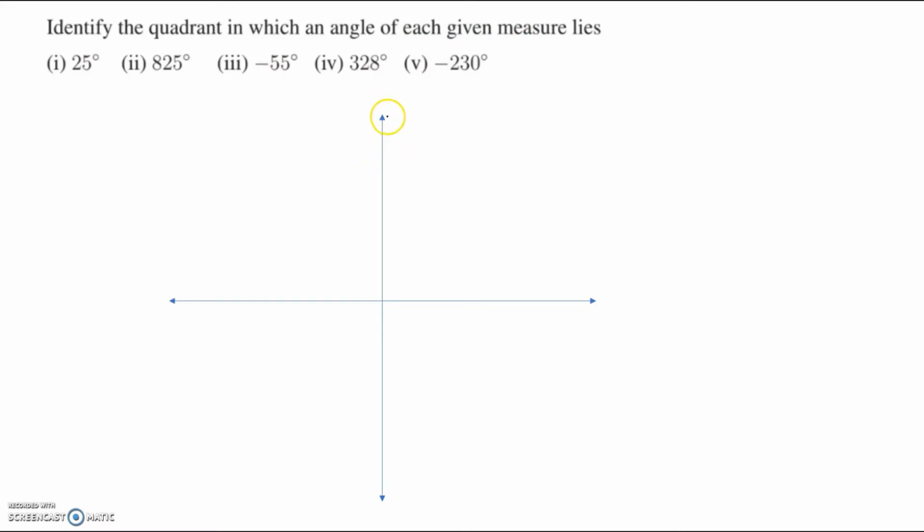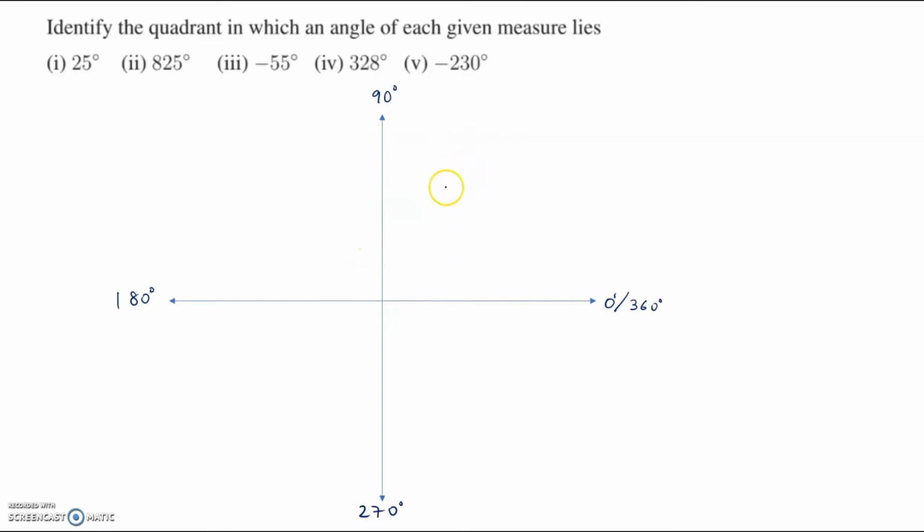So before we go into that, we know that this will be 0 degrees and also 360 degrees. And this is 90 degrees. And this is 180 degrees, and this is 270 degrees. So 25 degrees, the first one, would fall in the first quadrant.